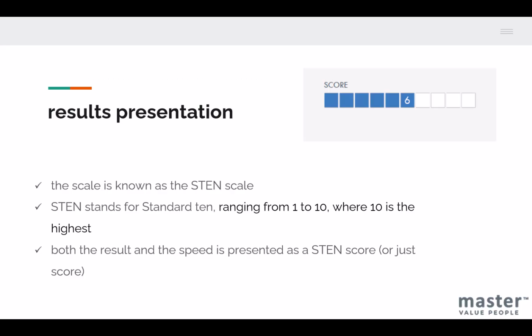Now let's look at some additional facts about OPTO. We use a scale to display scores called the STEN scale, which stands for Standard 10. This means that the scale ranges from 1 to 10, with 10 being the highest. Scores can be presented as STEN scores or simply as scores. What's useful to understand here is that the scale acts like a volume dial for behavior. If a person scores between 1 and 3, we call these passive behaviors. They are not very important to the person. They don't draw energy from exhibiting them, making them easier to change or adjust if needed.